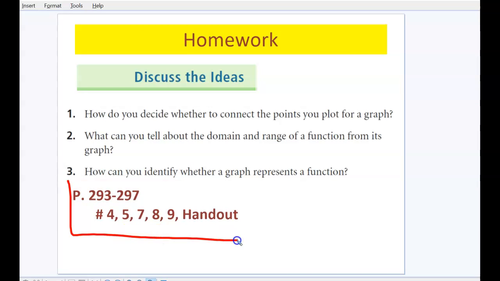All right, so there is your assignment for today. There's a couple of questions you can think about, and we can discuss them in class the next day. Again, if you have any questions, the answers are on the website. And there's also a handout I'm going to give to you for helping you identify range and domain off of graphs. All right, good luck.